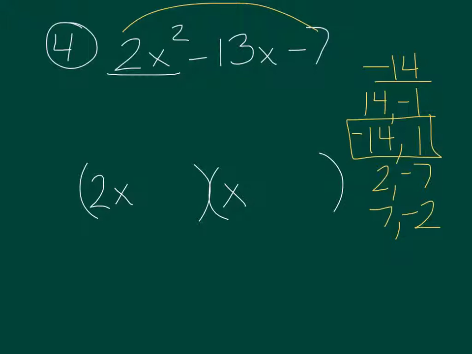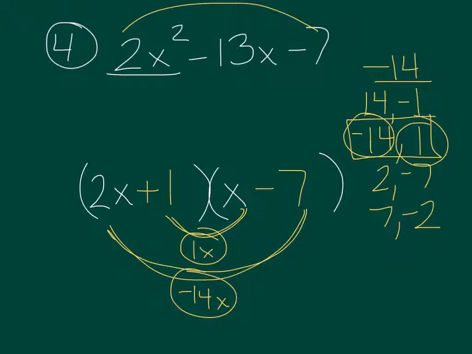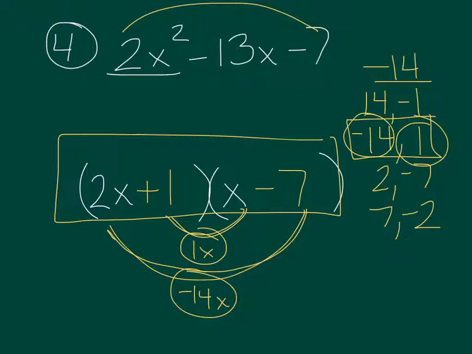Well, 2 doesn't multiply by anything to be 1, so we're going to put the 1 in the first parentheses. So that gives me the 1x here. That means that I need negative 14x here, so 2 times negative 7 gives you negative 14. So you use these two numbers, and that's what you need to find here and here after you multiply 1x and 2x and negative 7. So here's what it would be factored out.